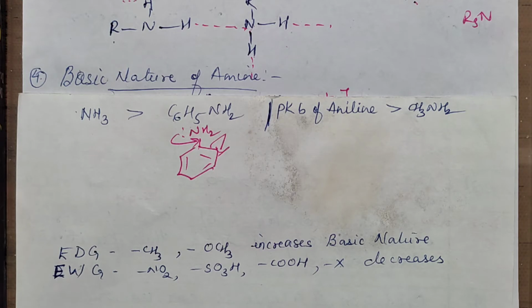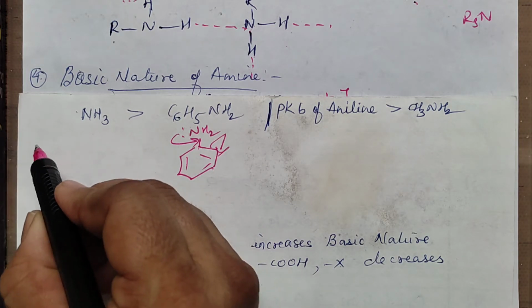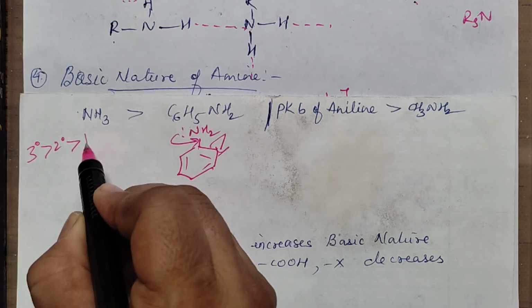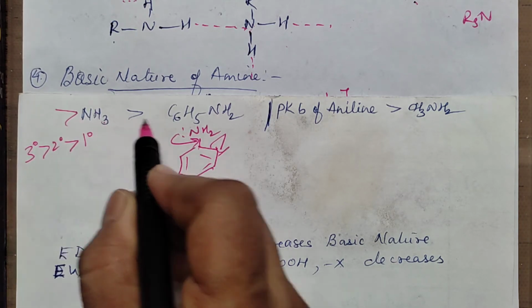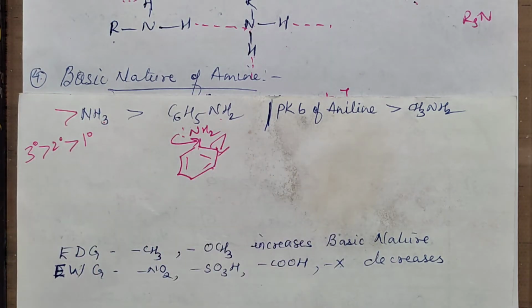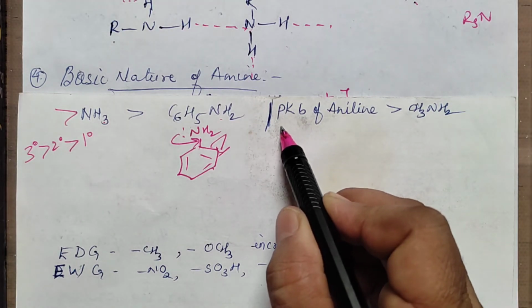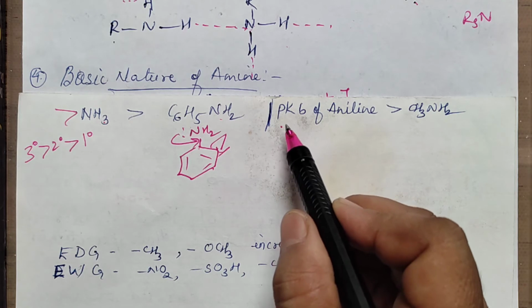So if you are asked with alkyl, also you will have 3 degree first, then you have 2 degree, then you have 1 degree, and then comes ammonia, and aryl amine will be least. Or the same question can be also asked in terms of pKb. That I have been telling you every time.